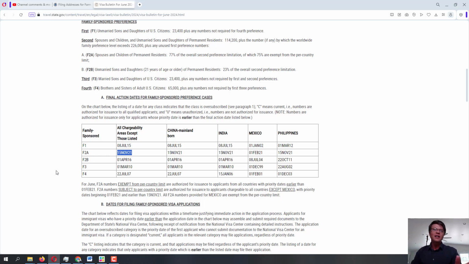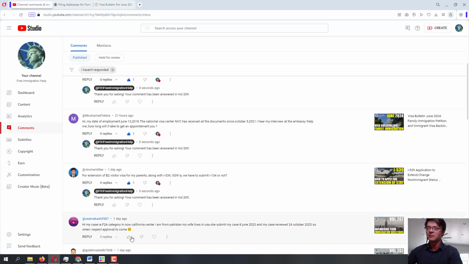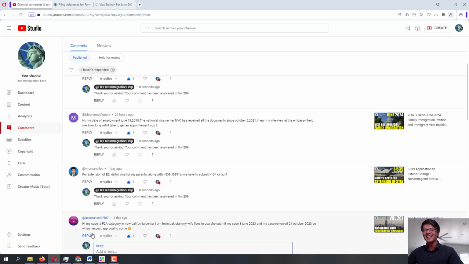So as of right now you're looking at over 2 years, but this is a rough estimate, because if we see the same movement that we've seen in the past few months on the Visa Bulletin, it's going to be less than that. So yeah, that's really as much of a rough estimate as I can give you right now.